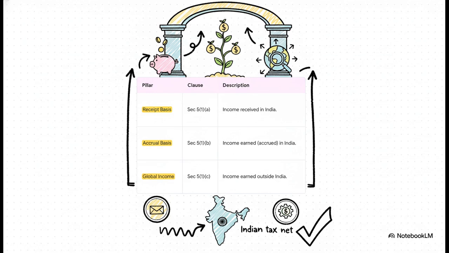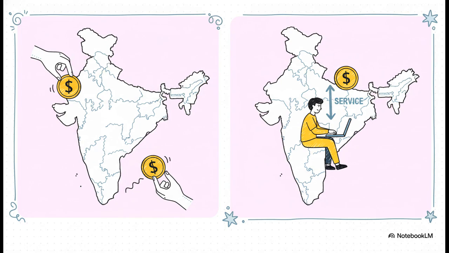for that income to get captured. Okay, this next point is probably the most critical distinction you need to master: the difference between receipt and accrual. Think of it like this. Receipt is about geography. It's the physical spot where you first get your hands on the money. Accrual, on the other hand, is about your right to that money. It's usually where you did the work or provided the service that earned you that right.